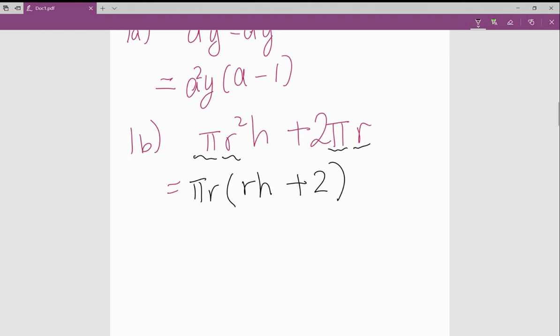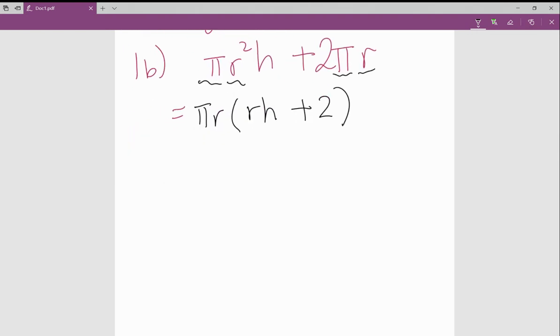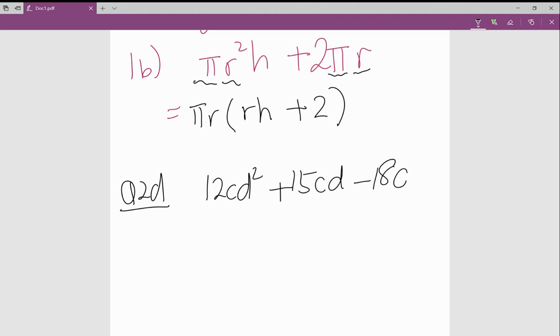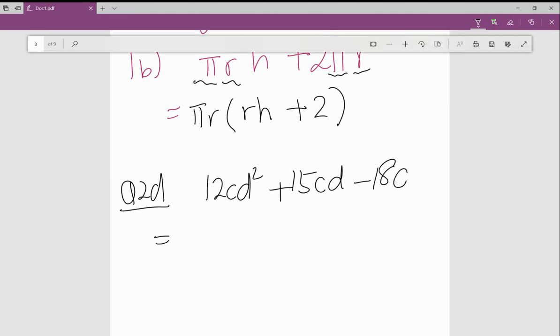Okay, I'm going to do one last question, and this is question 2d of your workbook. This is 12cd squared plus 15cd minus 18c. Again, look at the numbers 12, 15, and 18. The common factor is 3. So I can bring 3 out. So I'm left with 4cd squared plus 5cd minus 6c.